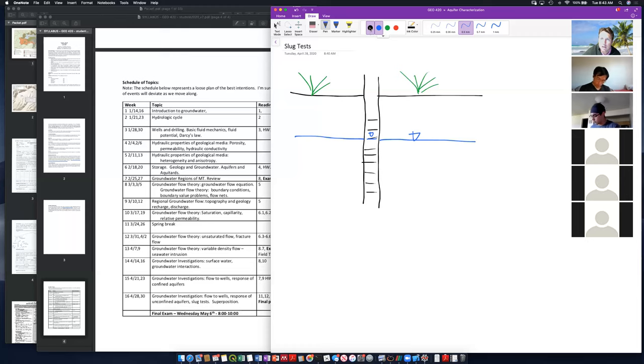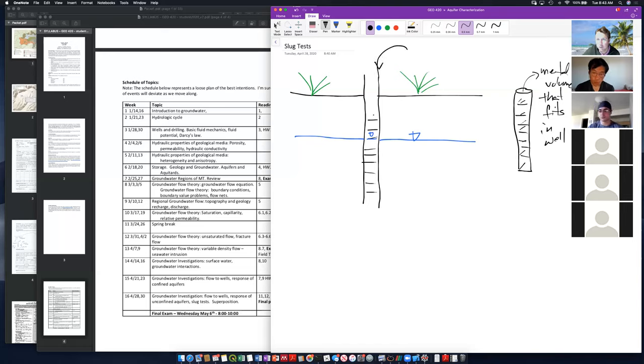All right. So the idea is I'm going to take a metal slug. The first of these slugs were metal. It's just a metal volume that fits in the well. And the idea is I'm going to put that slug down into my well. So I drop it in here real fast.